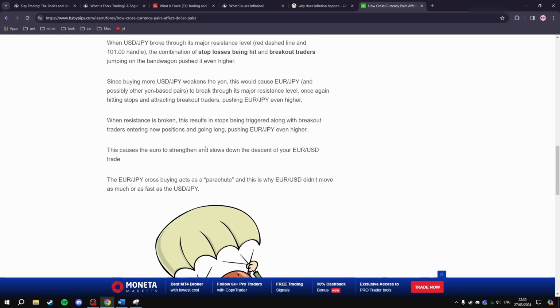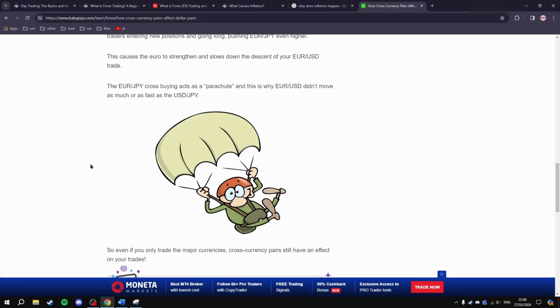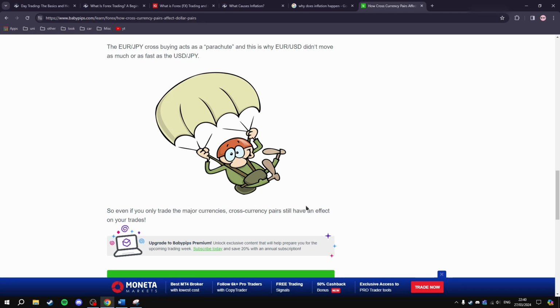This causes the euro to strengthen and slows down the descent of your Euro USD trades. The Euro JPY cross buying acts as a parachute, and this is why Euro USD didn't move as much or as fast as the USD JPY. So even if you only traded the major currencies, cross-currency pairs still have an effect on your trades.